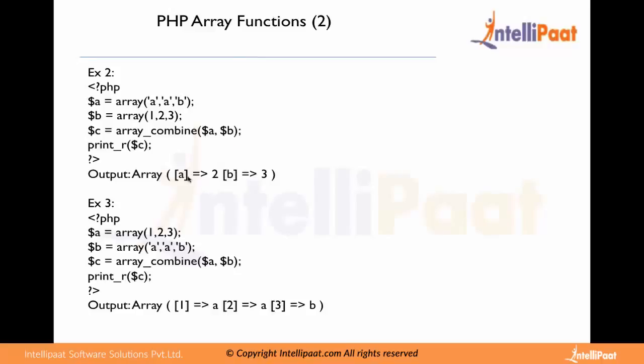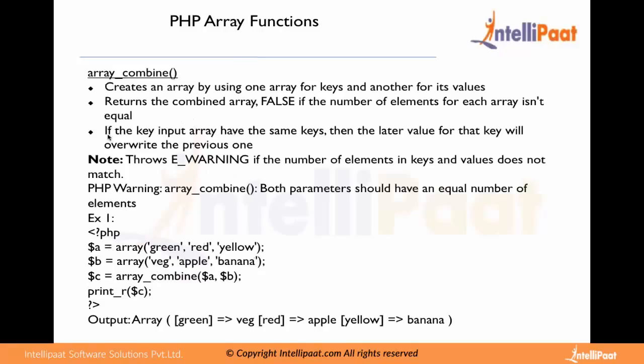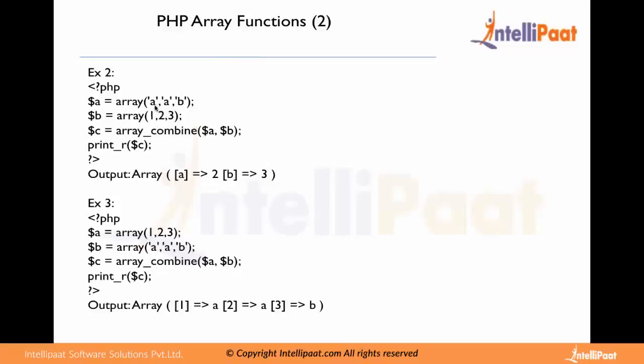What I am getting is only two elements. I am passing two arrays to the array_combine function, but in the result I am getting only two elements, right? See here what I have written: if the input arrays have the same keys, then the later value for that key will override the previous one. So here in this example I am passing two values which are the same. So what it will do, first it will take 1, then when the key is the same for the second time it will take 2. So my output will be A equals 2 and B equals 3.